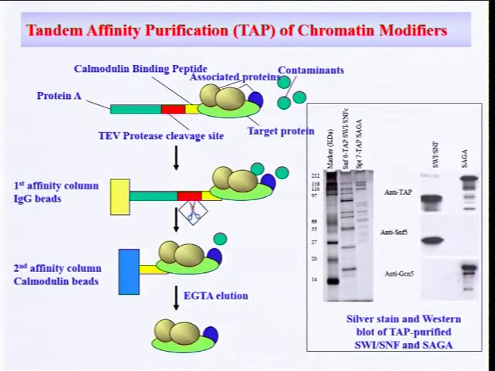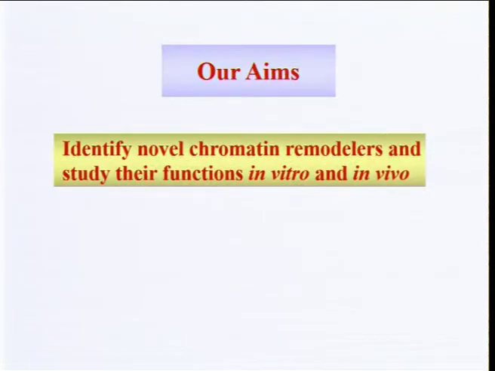Here's a silver stain of a SWI/SNF complex and a histone acetyltransferase complex. And as you can see, multiple bands on a silver stain. This shows all the subunits that are part of these complexes. Here's the Western. So our goal in the lab has been to basically identify novel chromatin remodelers and study their functions in vitro and in vivo.